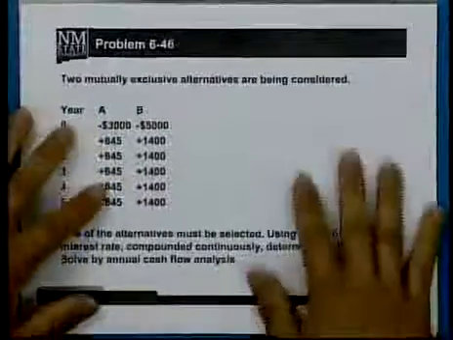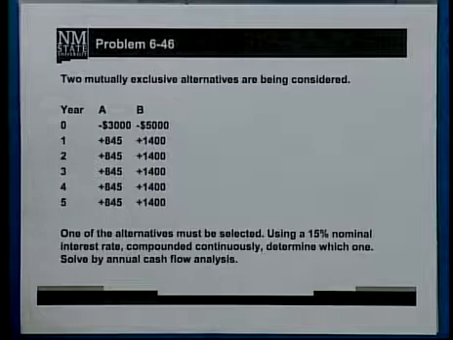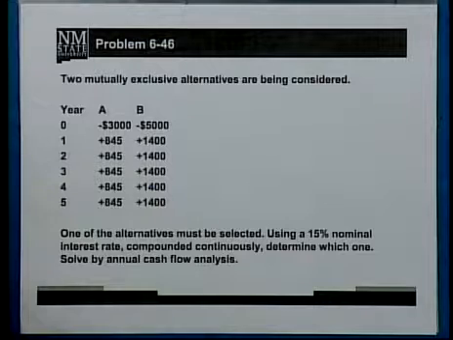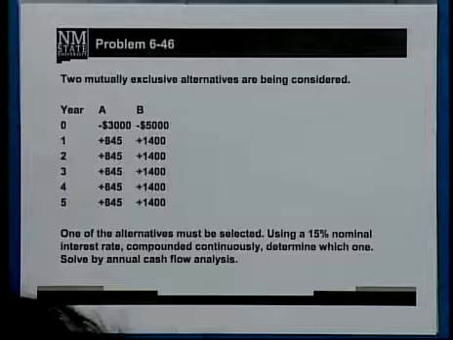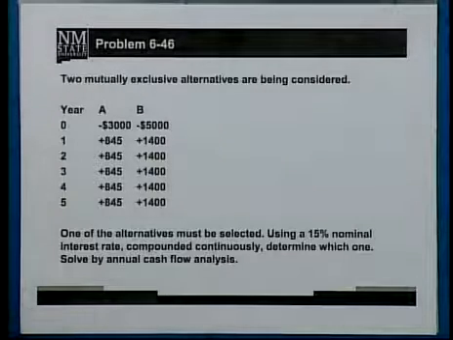So let's solve problem 6-46. Two mutually exclusive alternatives are being considered. One of the alternatives must be selected. Using 15% nominal interest rate compounded continuously, determine which one, and solve by annual cash flow analysis.